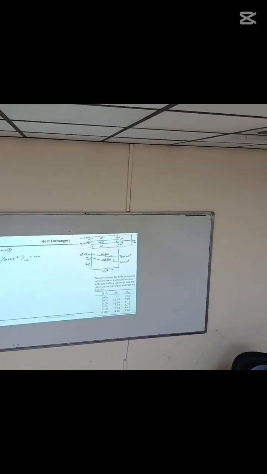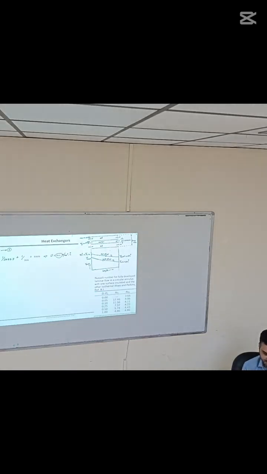So our U will be near to, one over, who was present here yesterday? Now our U will be near to this one or this one? 1 over Hi plus 1 over Ho. The lower one. This will be the main heat transfer resistance in the flow of heat. So our U is near to the lower one. Whenever Hi and Ho differ by a very big amount, then U will be decided by the lower one.